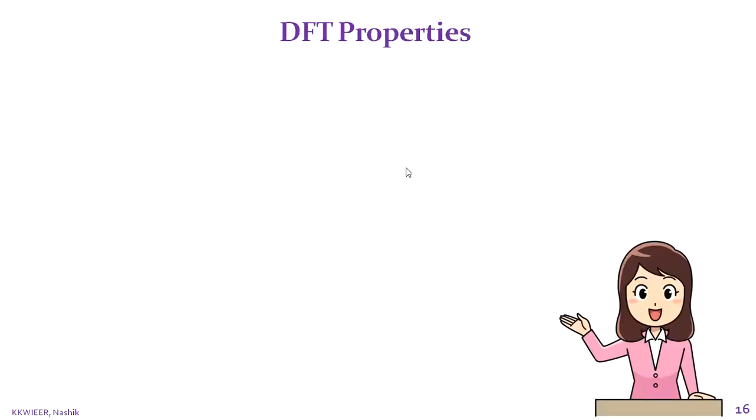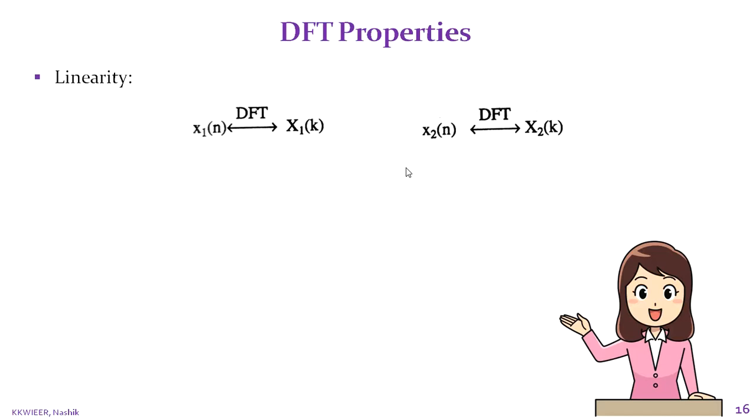Now let us see some DFT properties. The first one is the linearity property. Suppose x1 of n is a sequence having a DFT x1 of k, and x2 of n has DFT x2 of k. Then the DFT of a into x1 of n plus b into x2 of n will be a into x1 of k plus b into x2 of k. So this is the linearity property of DFT.